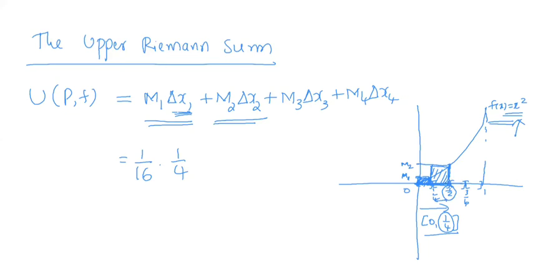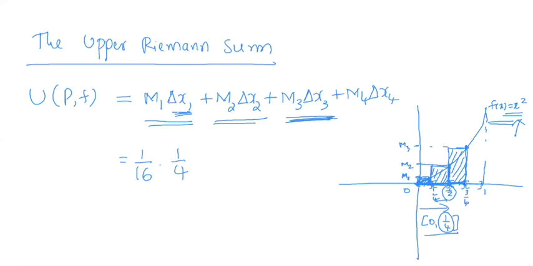Next we shall come to the third. The third term will give you M3 into delta x3. M3 is the maximum value of the function in this interval, into the length. So this will give you the area of this rectangle. So the third term will give you the area of this rectangle.